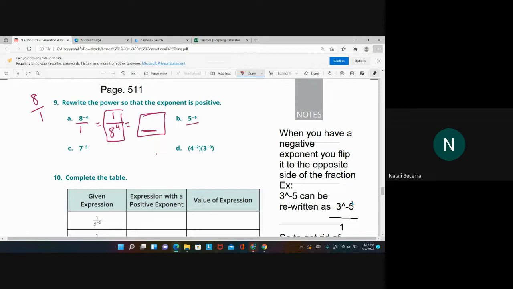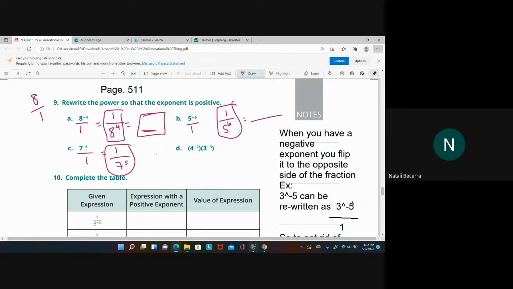So again, right here, put a 1 over it. Let's flip it. 1 over 5 to the power of 6. And that's how you make it a positive. If you want to find the decimal, go ahead and do that. Same thing here, over 1. So this becomes 1 over 7 to the power of 5.